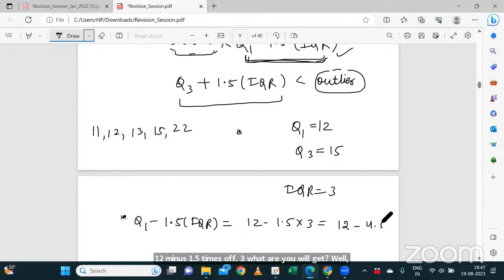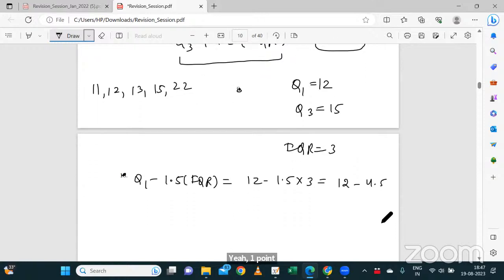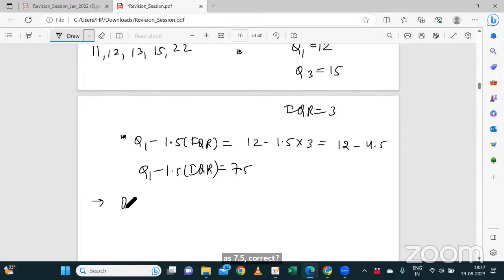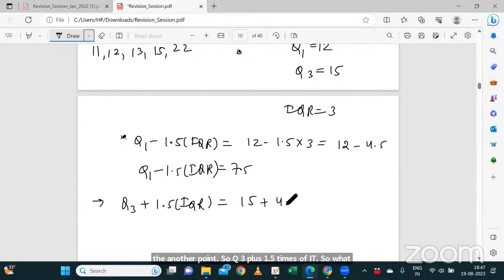So what is the difference? It will be 7.5. Yeah, that is 7.5, right? So I got this value as 7.5, correct? Now let's compute the other quantity also: Q3 plus 1.5 times IQR. What is Q3? 15 plus 4.5, right?